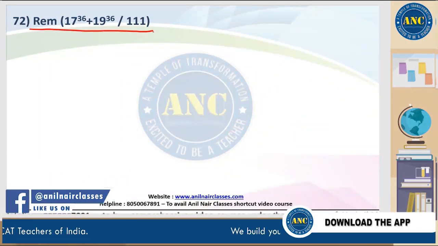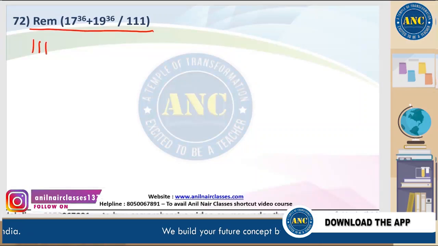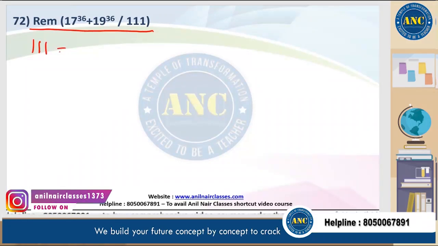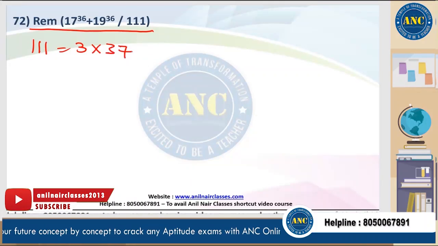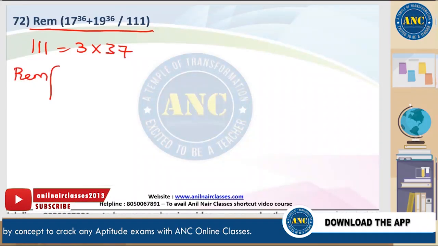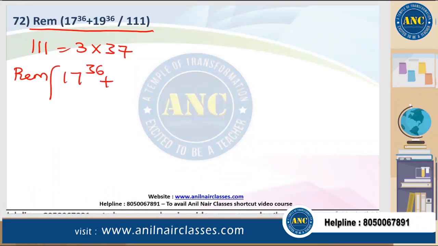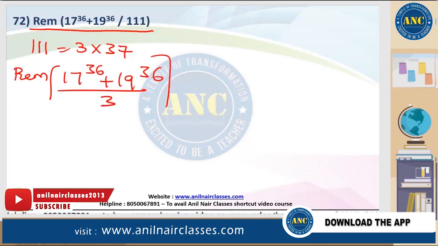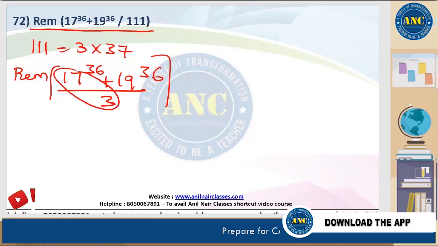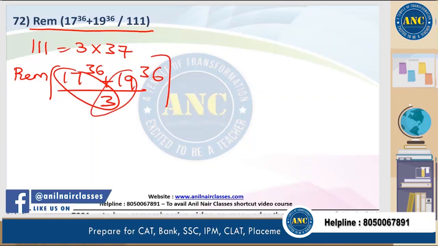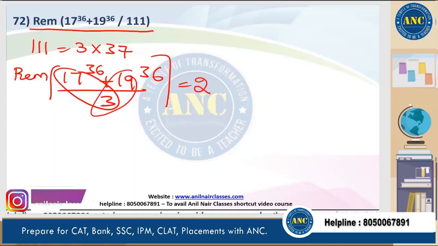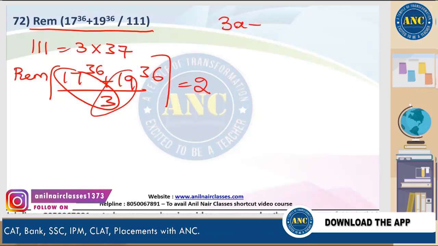72nd question. 111. When the denominator is a composite number, write it as a product of coprimes: 3 into 37. So 17 power 36 plus 19 power 36 divided by 3. 17 is 3 times 6 minus 1, so minus 1 power even is 1. 19 is 3 times 6 plus 1, so 1. 1 plus 1 is 2. So this is of the form 3a plus 2.